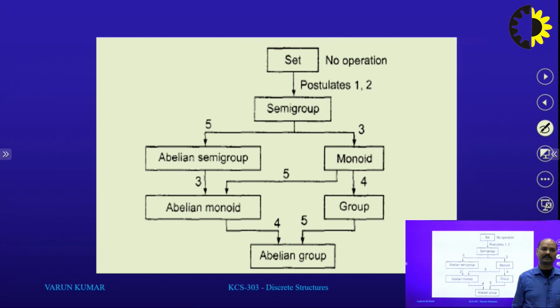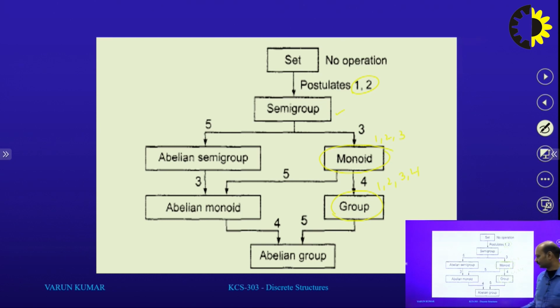Now we discuss different types of algebraic structure. First one is the semigroup, which follows two properties, that is 1 and 2. One is the closure and the second one is the associative property. And a monoid follows three properties, property number 1, 2 and 3, that is closure, associative and identity. And a group is an algebraic structure which follows the four properties, that is closed, associative, identity and inverse.